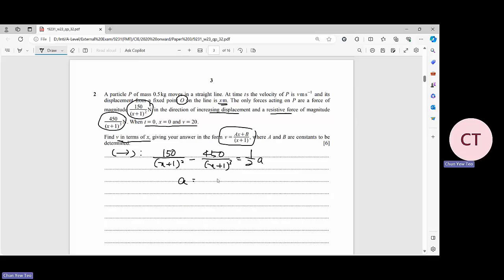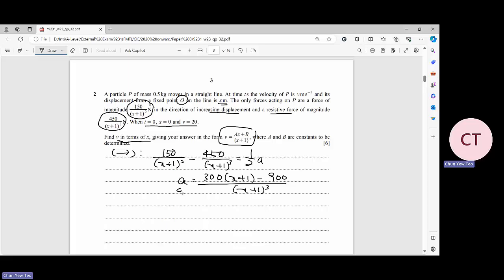So your a will be equal to 2 times 300 minus... I want to make the denominator the same. So this one I make it become 300 over (x+1) minus 900 divided by (x+1) cubed.